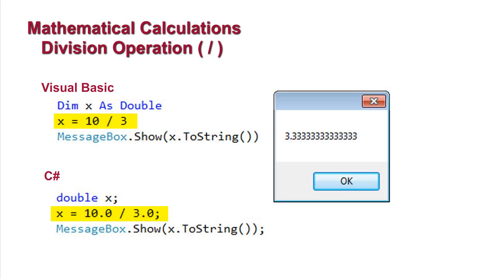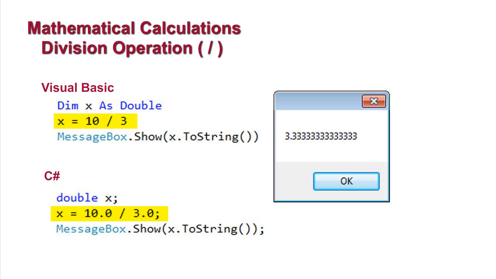And on the C# side, the same thing, except you'll notice that I put 10.0 divided by 3.0. That's because x is a double here. I want to make this a regular division with a decimal point value. And by specifying one of those literal numbers as a decimal value, I will get the same result. And that's where the difference kind of comes in.